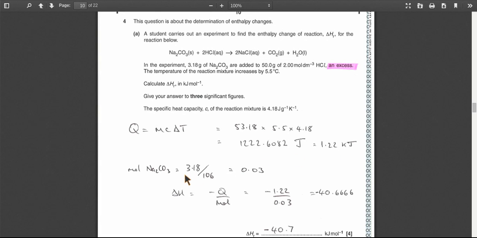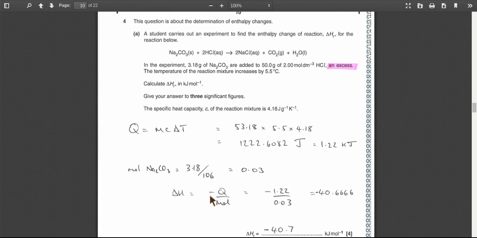And so now we need to do the scaling bit. So we work out how many moles of sodium carbonate we used. So that's the mass over the MR, and that comes out at 0.03. And so the enthalpy change, the kilojoules per mole, so if you think about the units of delta H, kilojoules per mole, so it's the Q divided by the moles.